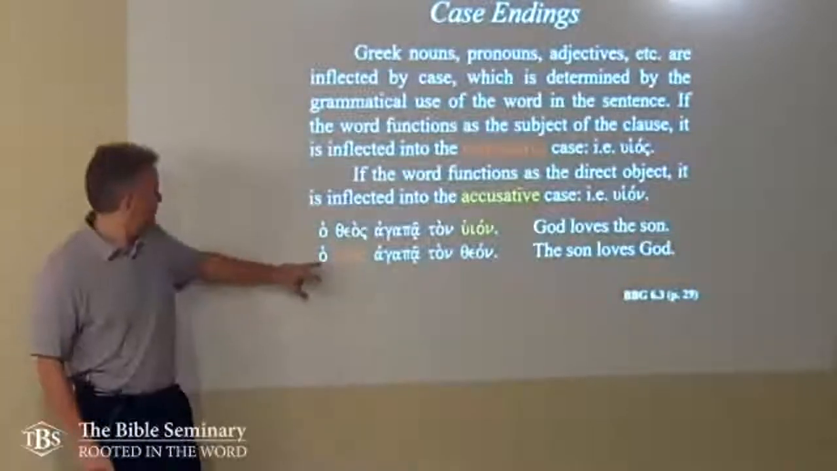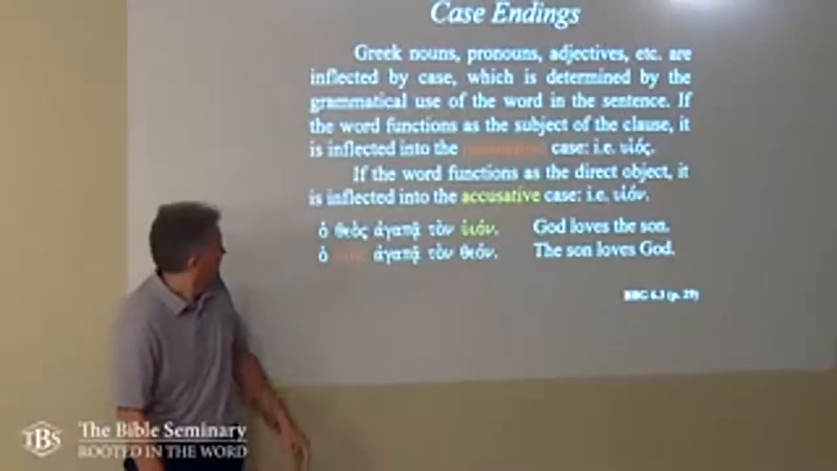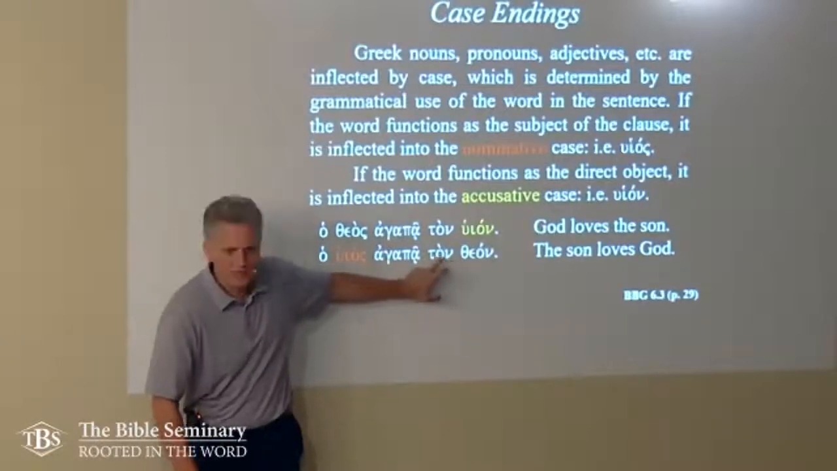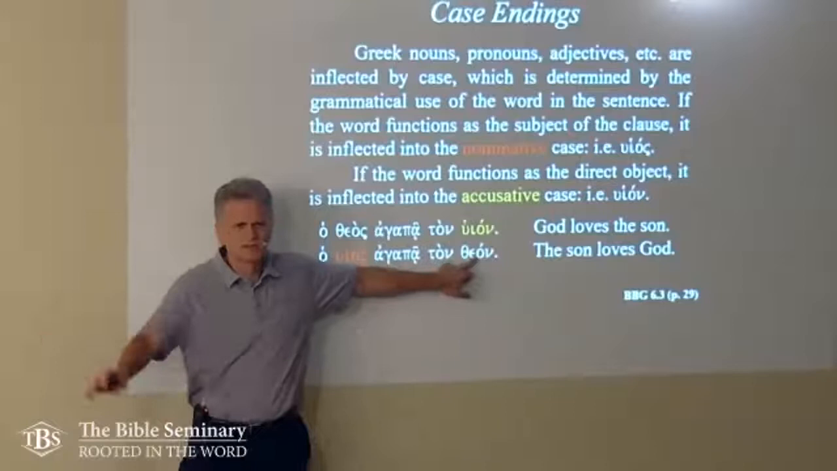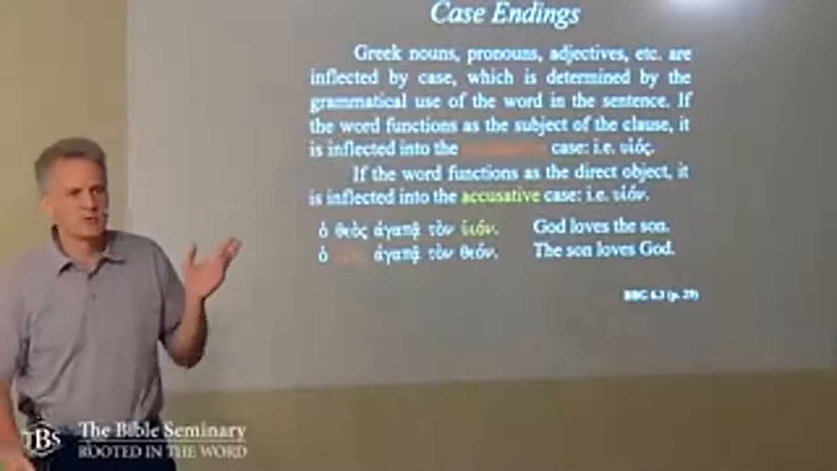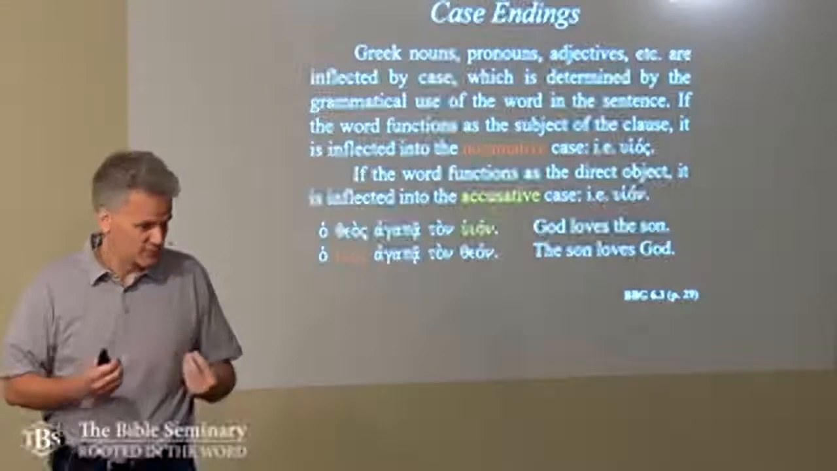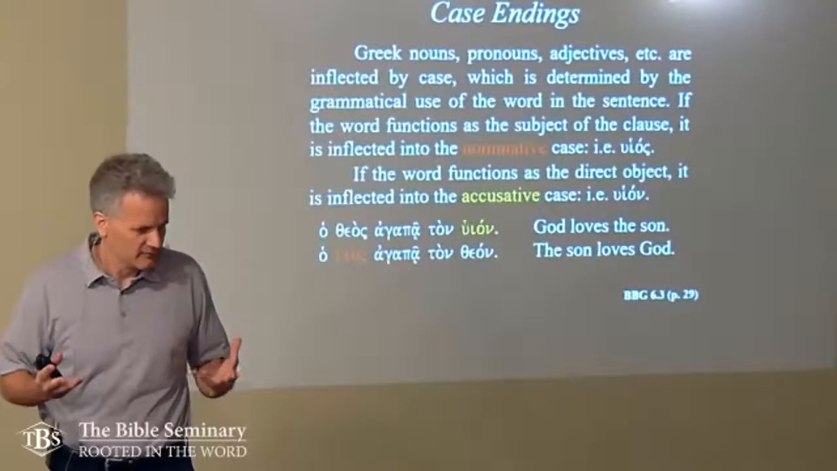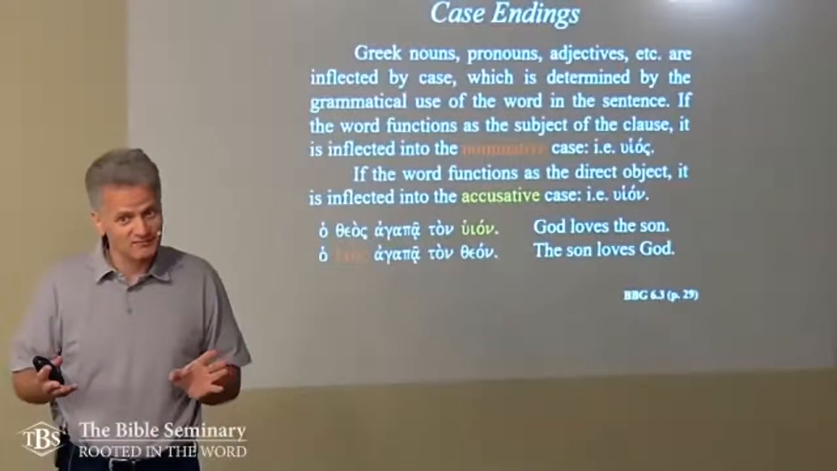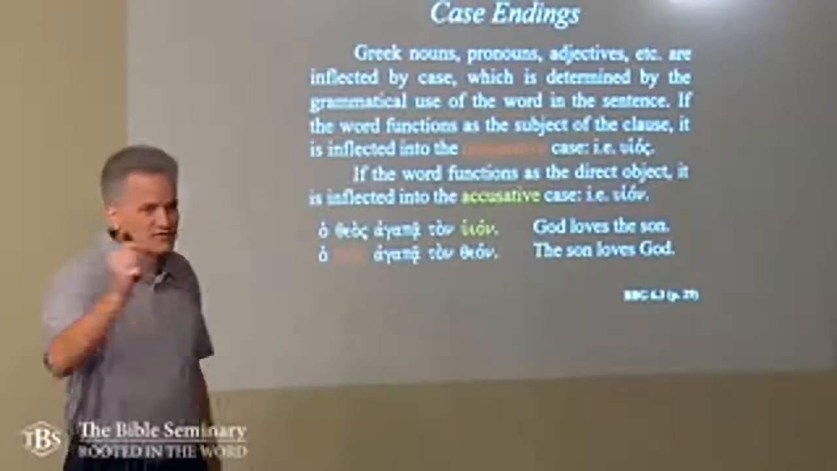Then the next example, ho huios agapa ton theon. So the Son loves, literally, God. We'll come to this toward the end of our lesson, but Greek will have articles with nouns where in English we'd never have an article. So in that case, you just drop the article. You're really going to make things too interesting for your reader if you translate, the Son loves the God.